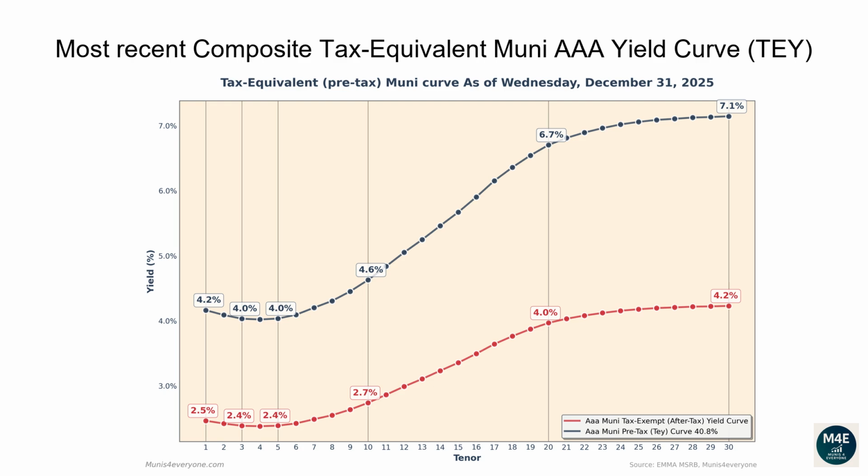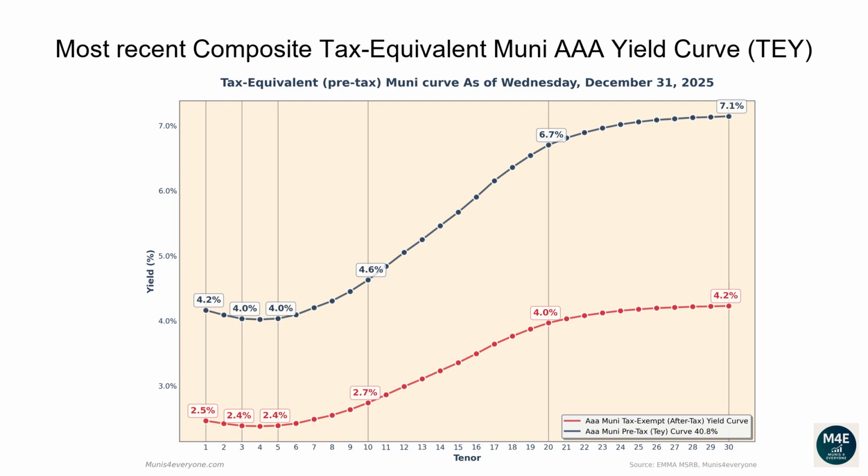Let's now go over the most recent composite tax-equivalent Muni AAA yield curve. The following graph shows, in red, the tax-exempt after-tax Muni yield curve, versus in blue its tax-equivalent pre-tax version, assuming a 40.8% top tax bracket, as of December 31, 2025. Why would you care to see the tax-equivalent version of the Muni yield curve? More on this later. Let's first go over the pre-tax, aka tax-equivalent yield curve.